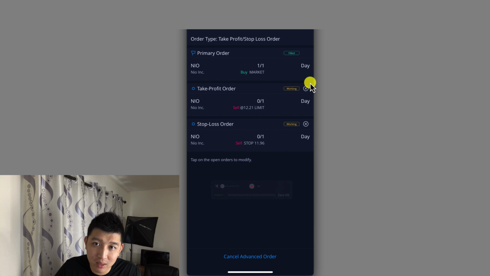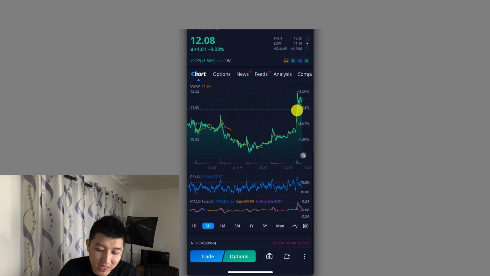As you hear the bell, this got filled. And right now, these orders are in the queue until the price reaches 12.21 or 11.96. If it hits 11.96, I'm selling at 11.96 and I'm losing money. If it hits 12.21, I'm making money. So there you have it, there's the market order for you guys.